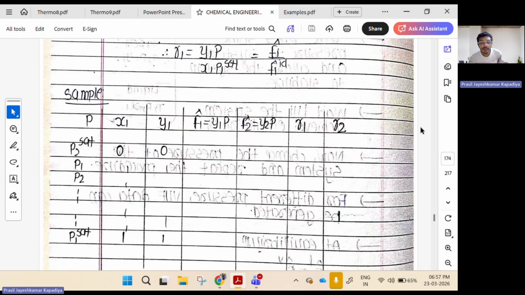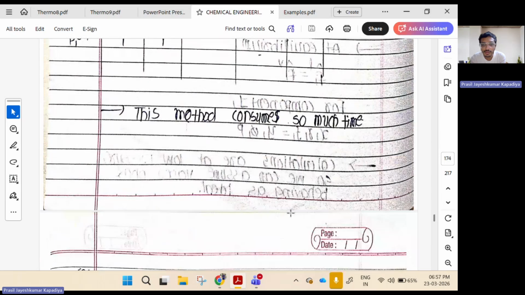So what did I do? I performed some experiment where liquid and vapor are in equilibrium. I fix some pressure and try to equilibrate it, and for that particular pressure, I find out what y1 and x1 are. And from that y1 and x1, I can take y1 into P divided by x1 into P1 saturation, and I can find the values of gamma. And like this, I can find all values of gammas for all conditions.